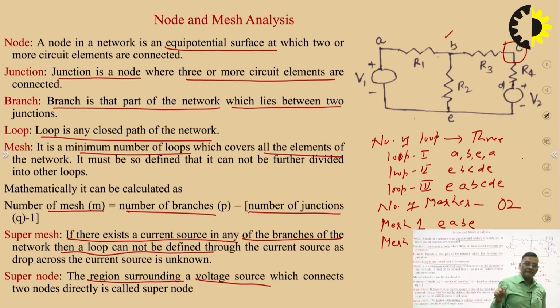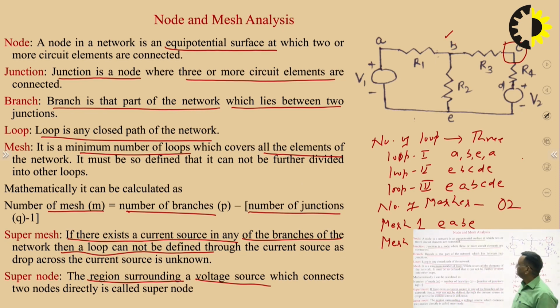Independent loops cannot be further divided into other loops. So this is the difference between loop and mesh. And now you can find out the number of meshes from the number of branches. There are 3 branches. How many junctions are there? 2. So 2 minus 1 is 1, and 3 minus 1 is 2. So there are 2 meshes. This way we can find out.